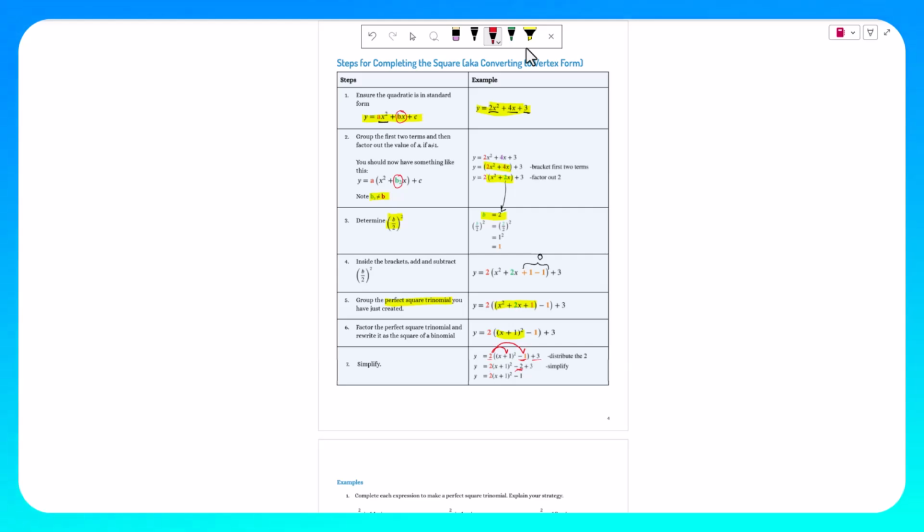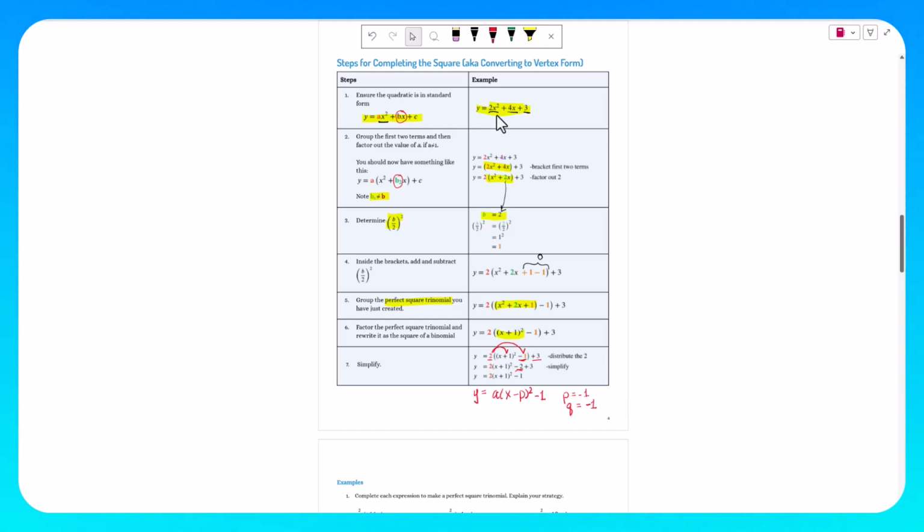Now I have a quadratic in vertex form. In the general form, y equals a times x minus p squared plus q. And in this case, my p equals negative 1, my q equals negative 1 as well.